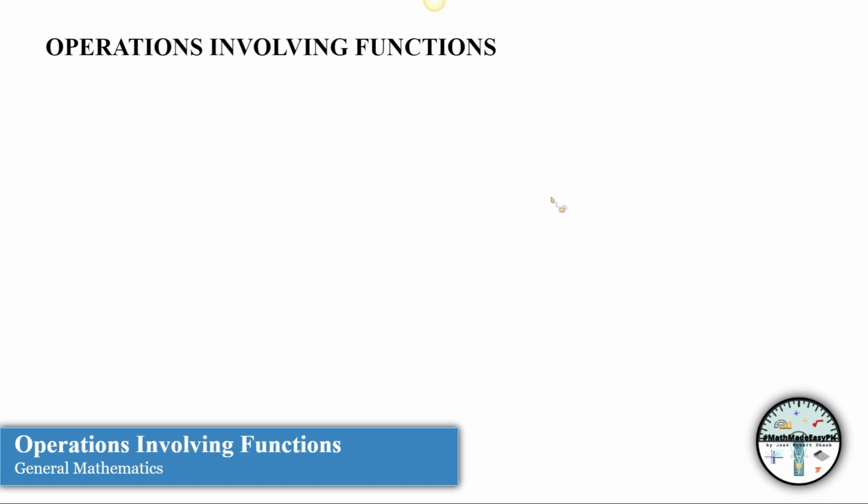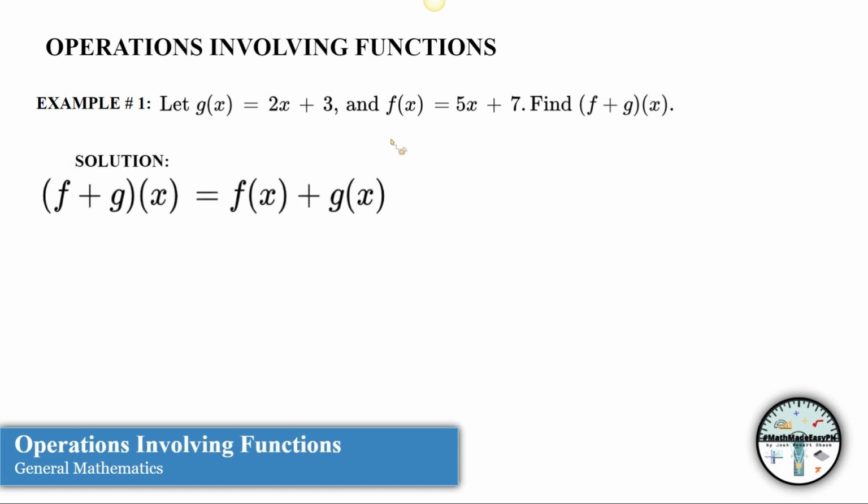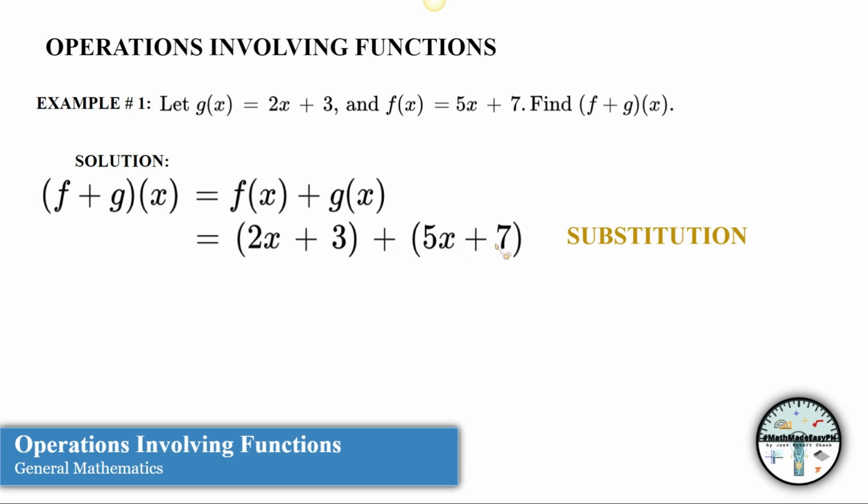So let's proceed. Okay, so example number one, we have addition here. Let g of x equal 2x plus 3 and f of x be equal to 5x plus 7. Find (f plus g)(x). Okay, so if you want to try, you can do it. And if you want to know the answer, you can play this video. So, okay, let's do it. Here's the solution. We know that (f plus g)(x) is just equal to f of x plus g of x. So, basically, add mo lang yung mga functions. So it becomes 2x plus 3 plus 5x plus 7.